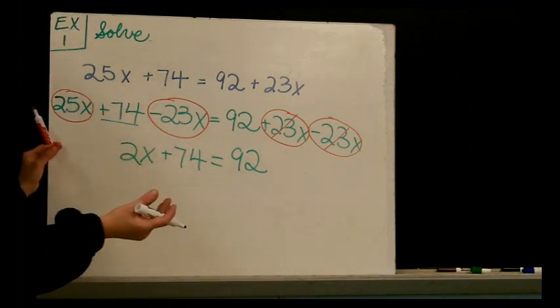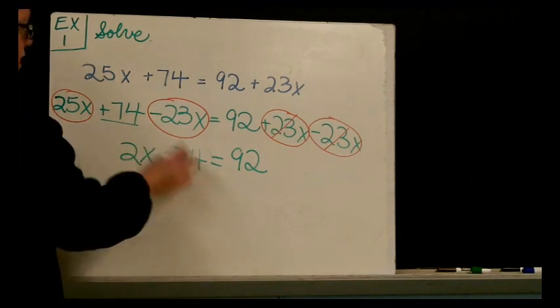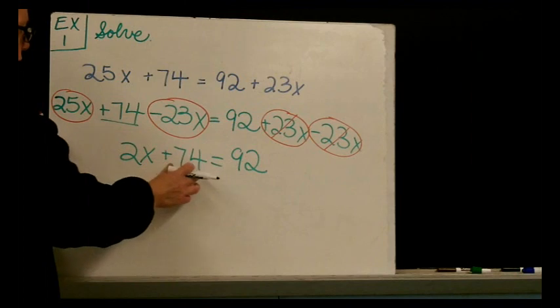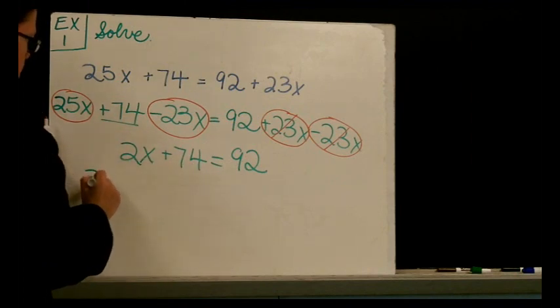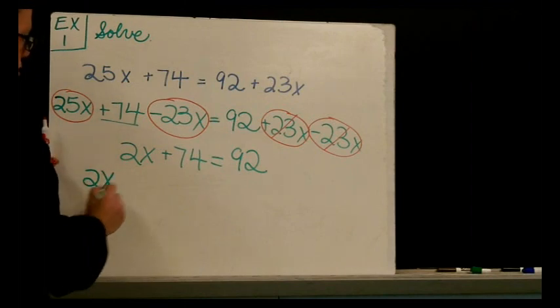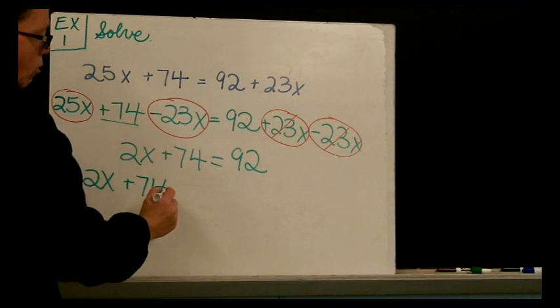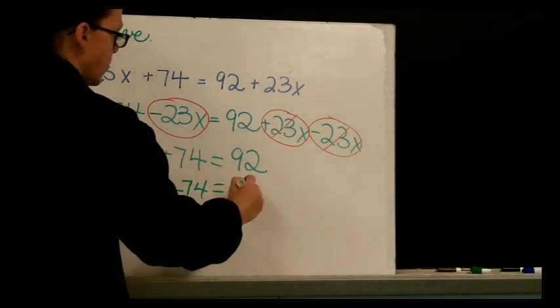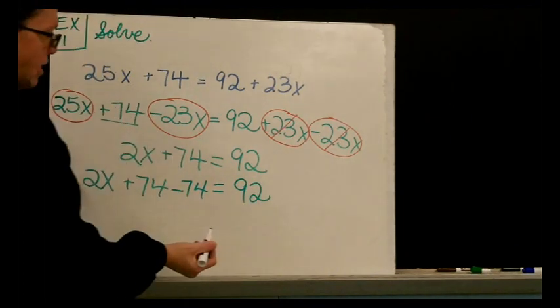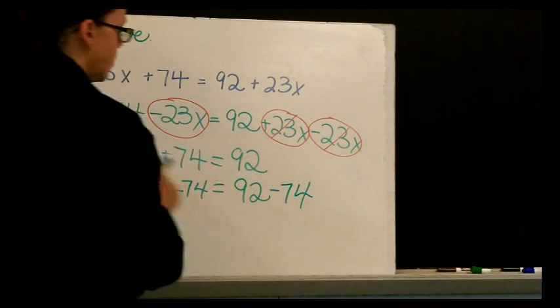Now what we have to do is think back to what we did when we were solving two-step equations. We have to get rid of the constant first, negate the constant, because it's easier to get rid of that than to get the coefficient. So we are going to use inverse operations and pair our positive 74 with a negative 74. And because this is an equation, it has to be balanced and fair. We put our negative 74 over there.